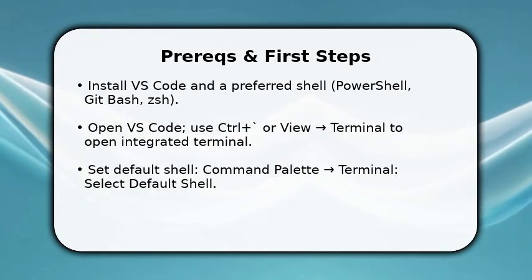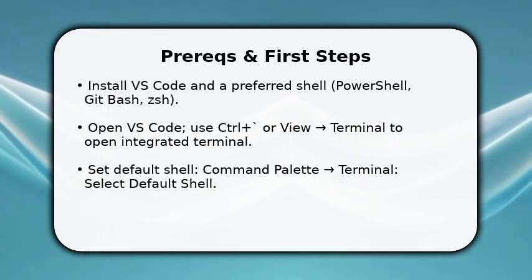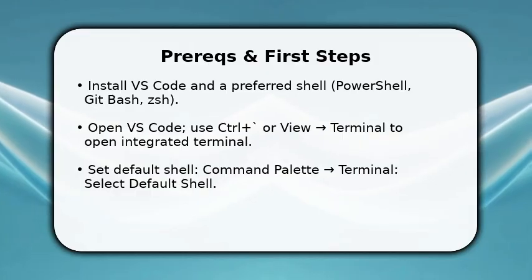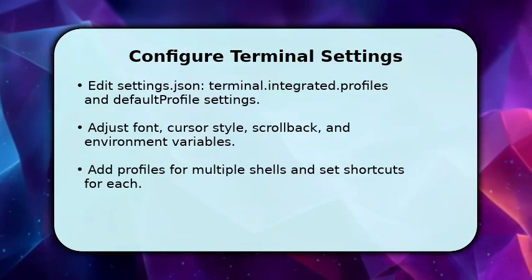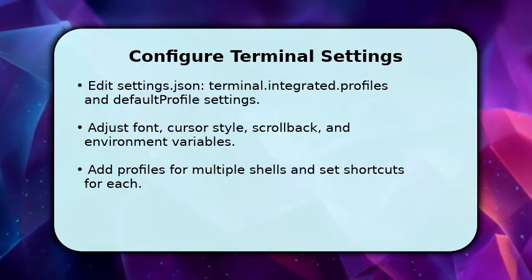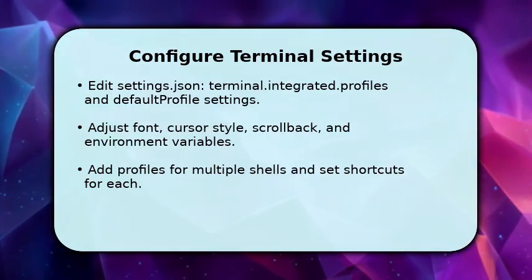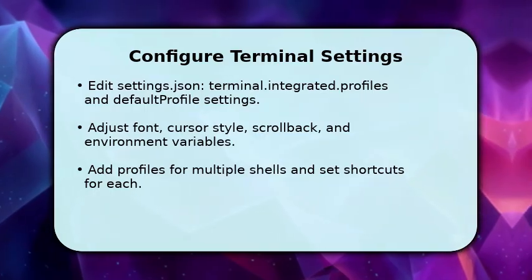Now you'll configure the middle layer options that control behavior. Open Settings JSON, and define terminal.integrated.profiles with entries for Bash, ZSH, PowerShell, or Git Bash, then set terminal.integrated.defaultProfile to your choice.